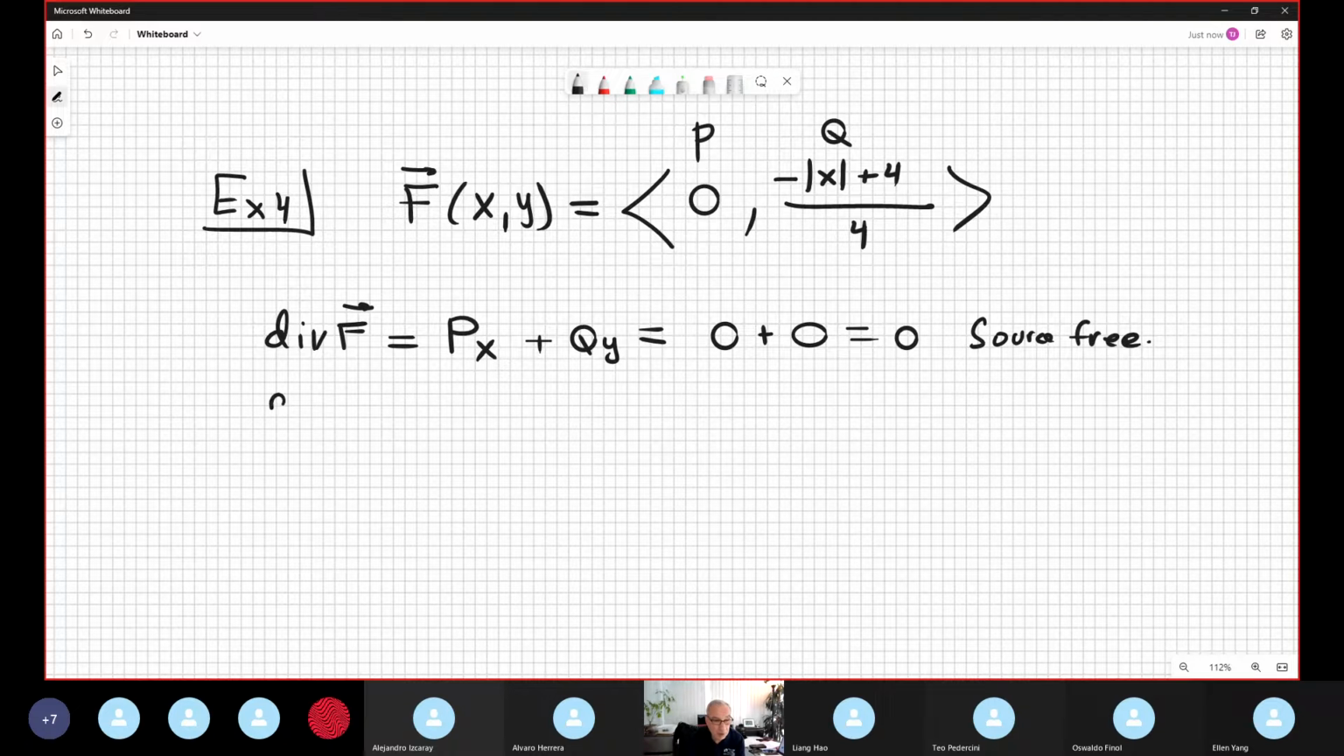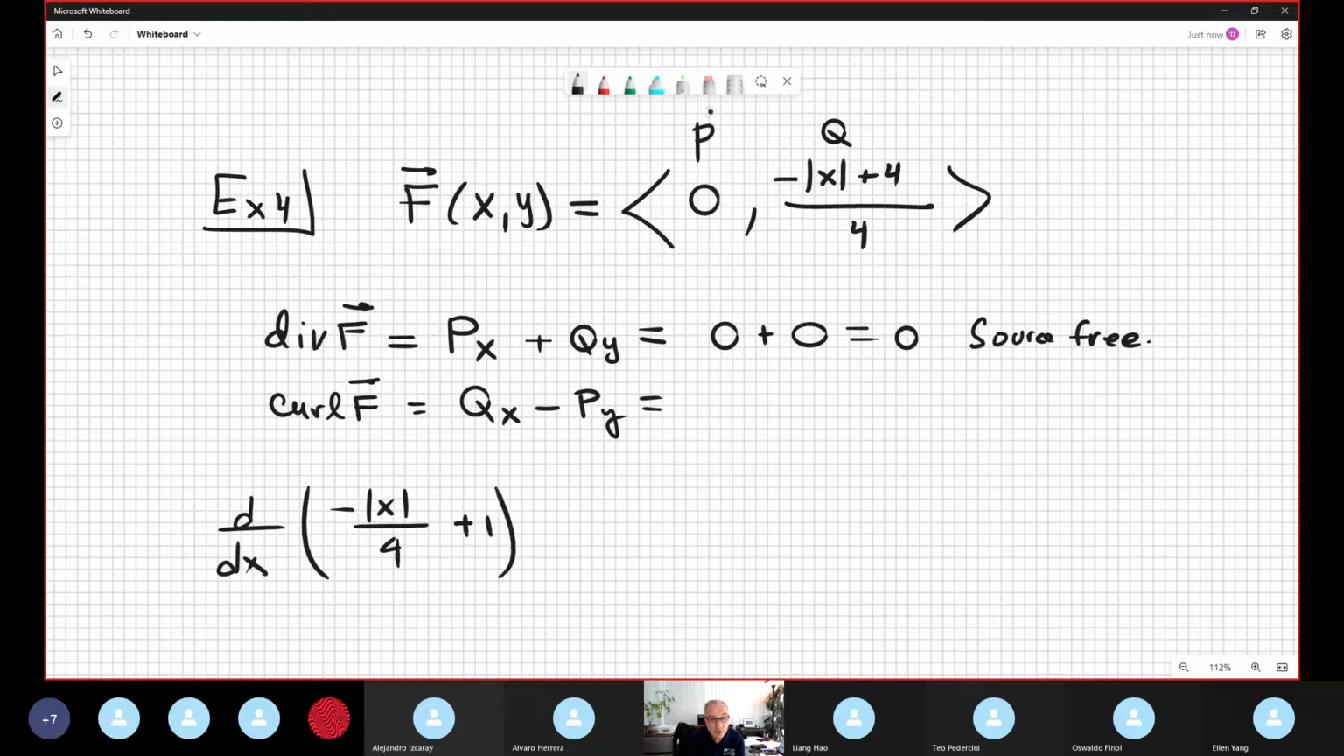Okay. However, the curl, no surprise. The curl of f. The formula is partial derivative of q with respect to x minus partial derivative of p with respect to y. The partial derivative of q with respect to x is a little bit weird. It's the derivative with respect to x of that function, q, which is minus absolute value of x divided by 4 plus 1, no? Because I split this common denominator. And the derivative of the absolute value function, I don't know.